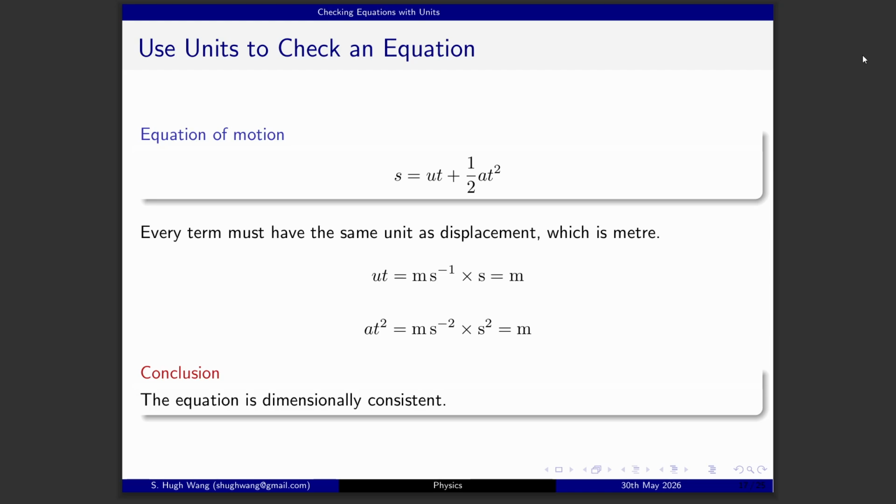Now look at the 1/2 at squared. a is acceleration with unit m s^-2. t squared has the unit s squared. Multiplying them gives m s^-2 times s squared, which equals m. So 1/2 at squared also has the unit meter. Therefore, the equation is dimensionally consistent.